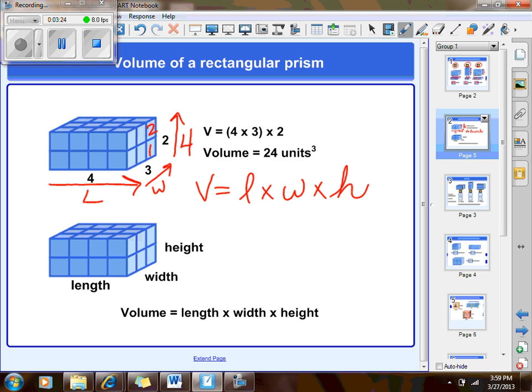And you can see that now when I write my solution, I've added cubic units. So I've added a third power. And I did that because length is 1 unit, width is a second unit, and height is a third unit. So we can move forward.